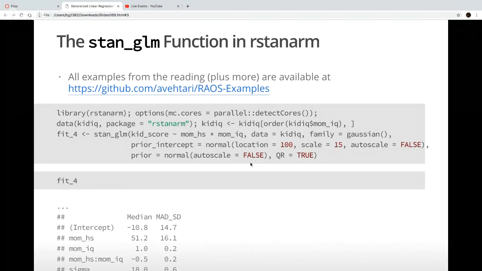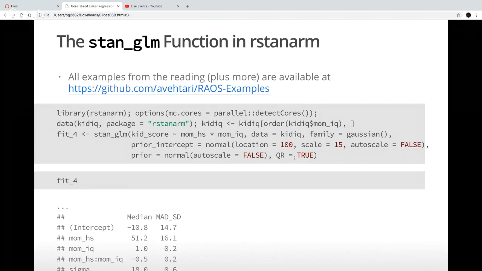But usually it's easier to think about a prior scale relative to standardized coefficients that have not only been centered, but have a standard deviation of 1. Internally, rstanarm does center. It doesn't actually standardize the predictors, but it does scale the priors by the reciprocal of the standard deviation if autoscale is true, which is the default.